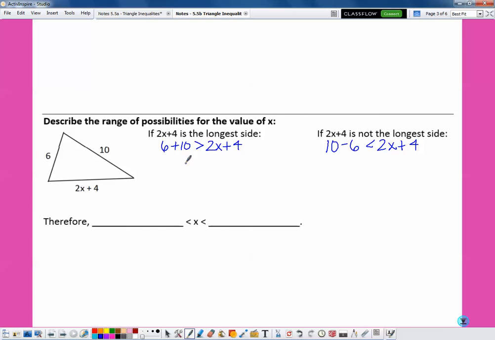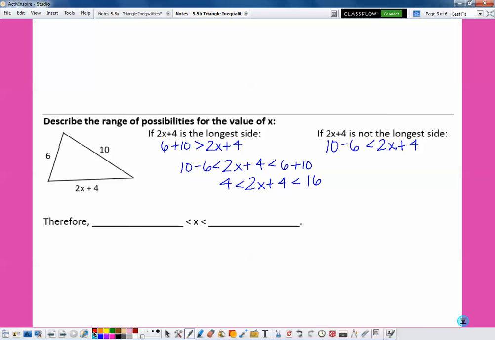10 minus 6 is going to be the smallest number, is less than 2x plus 4, which we know is less than 6 plus 10. If we simplify, we know that 4 is less than 2x plus 4, which is less than 16.